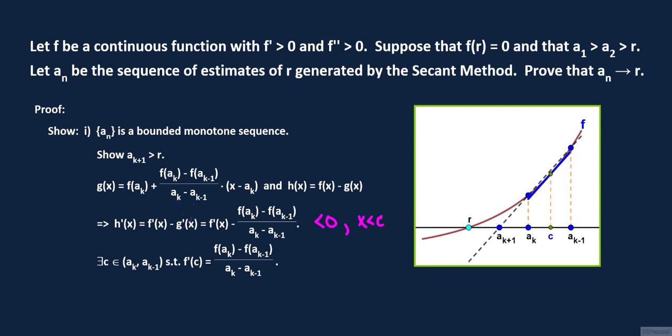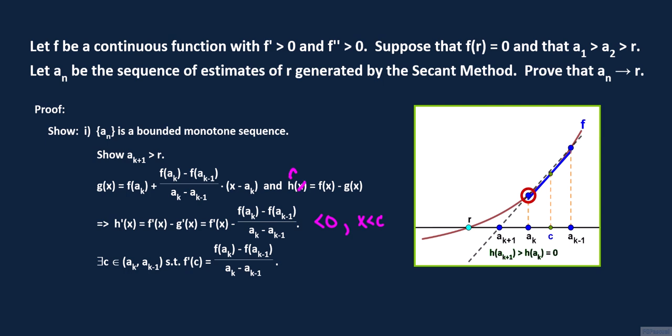Hence, h is strictly decreasing for x less than c, including at a sub k and a sub k plus 1. Since a sub k plus 1 is less than a sub k, h of a sub k plus 1 must be greater than h of a sub k because h is decreasing. Now h of a sub k equals 0 since f and g intersect at x equals a sub k.